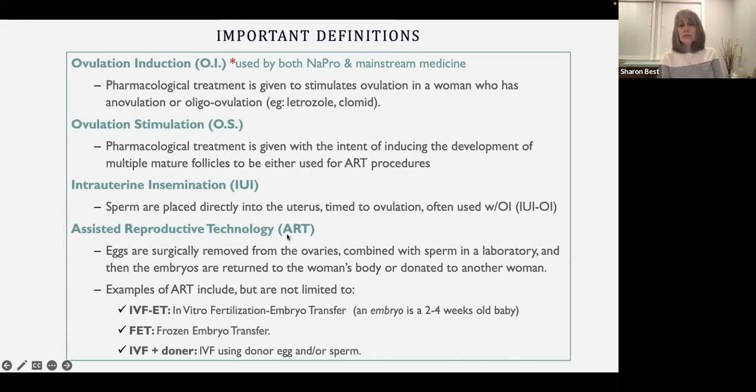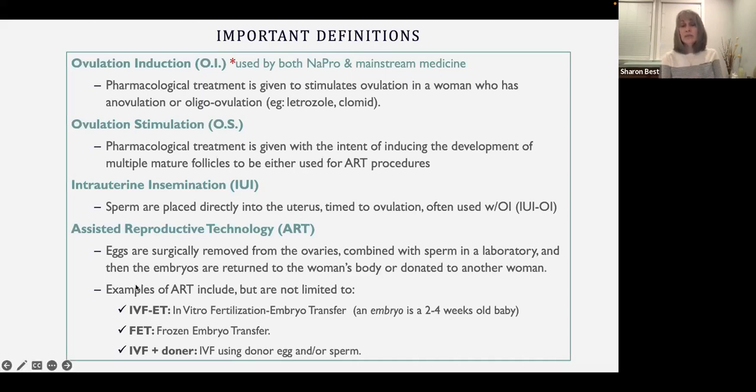So assisted reproductive technology per se is when eggs are surgically removed from the woman's ovaries and they're combined with sperm in the laboratory and embryos are created. So these are babies created in the laboratory. They are either frozen for the woman's future use, or they can be placed into her body in order to try to create a pregnancy, or they can be donated to another woman.